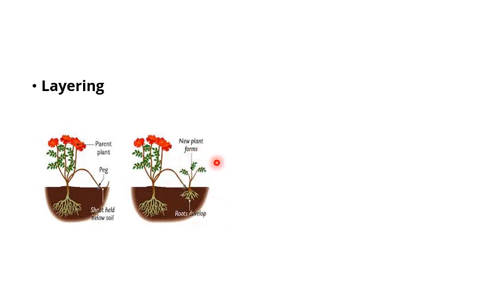So this is one artificial method, layering. Roots form from the buried node. Once the roots develop, the new plant is cut from the parental plant. Jasmine is a very good example. Let us move on to the next slide now.